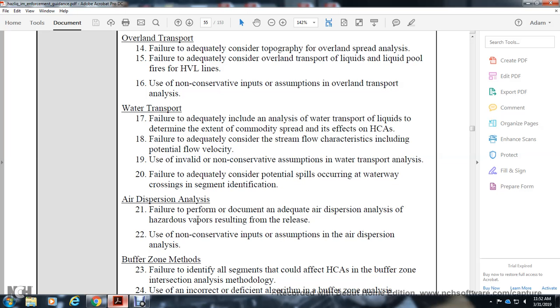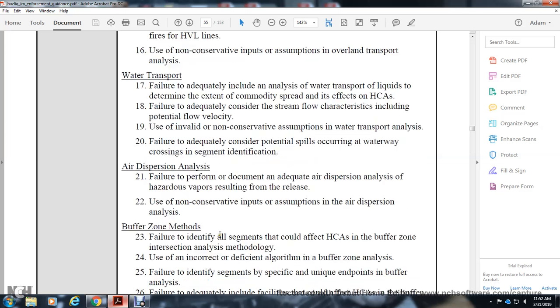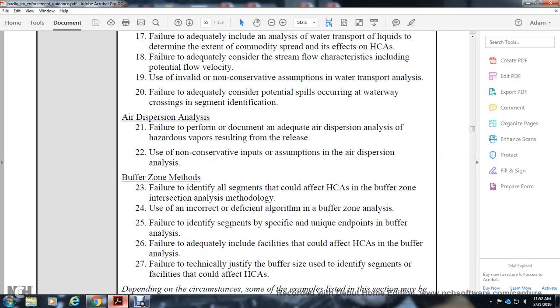Air dispersion analysis. 21. Failure to perform and document adequate air dispersion analysis analyzing hazardous vapors resulting from at least one release. 22. Non-conservative input assumptions with the air dispersion analysis or buffer zone. 23. Failure to identify the segment that could affect the high consequence area in the buffer zone.